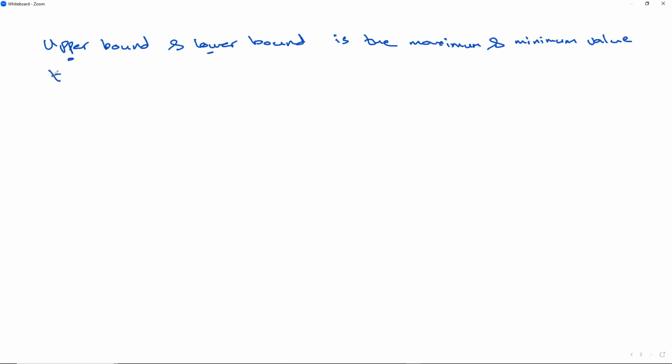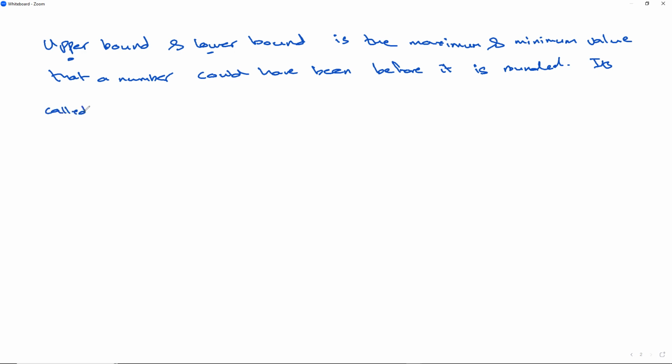that a number can take on. Right? That a number could have been, and this is the crux of it, before it is rounded to that particular whatever number. They're also called limits of accuracy. Okay, so it's called limits of accuracy.